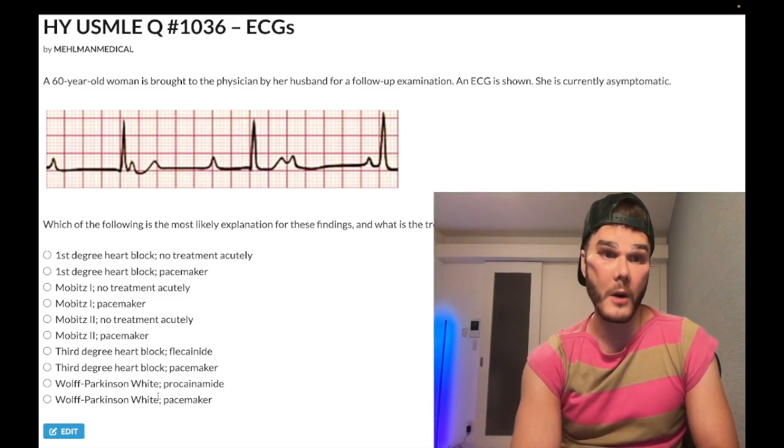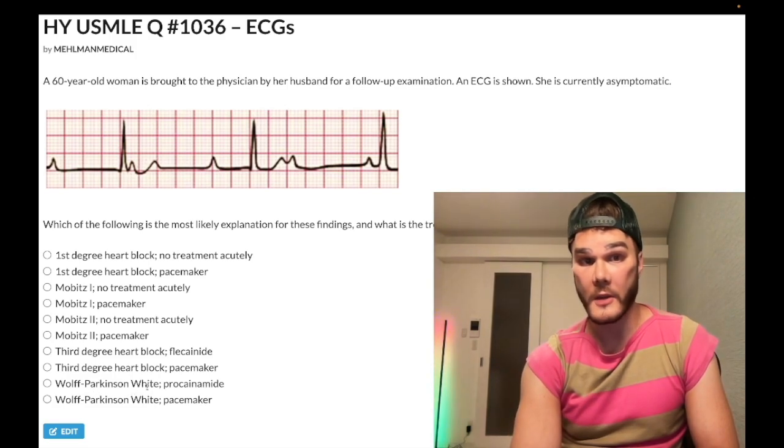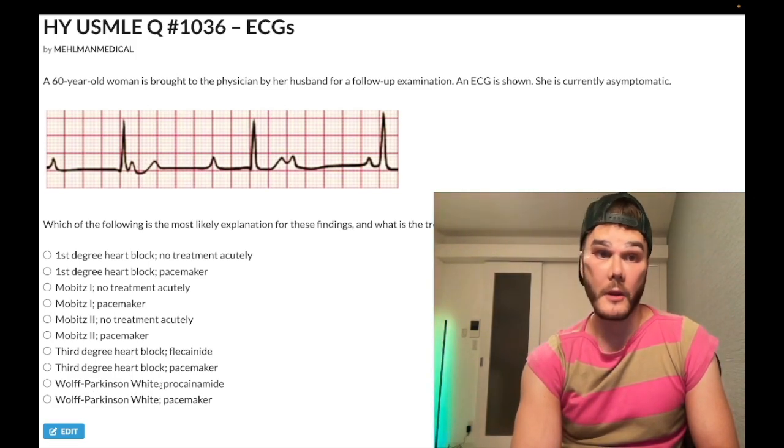Let's just hop to the final one. Wolff-Parkinson-White, wrong answer. Procainamide can be a treatment for that. Wolff-Parkinson-White is just a reentrant tachycardia variant, and you can get a delta wave, a slurred upstroke of the QRS. Wrong answer.